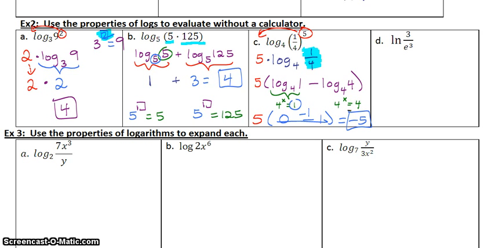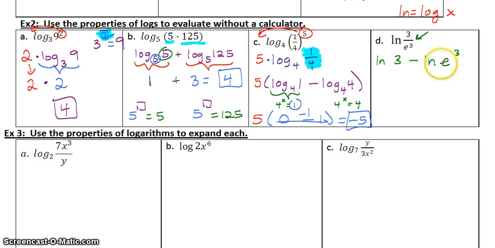I threw this last one in here because I wanted to show you that, remember, an ln log is the same thing as a normal log, so the same rules apply. So if I look at this ln log, I first see that it has a fraction bar, so the same rules apply. The quotient property applies. I get ln of 3 minus ln of e cubed.